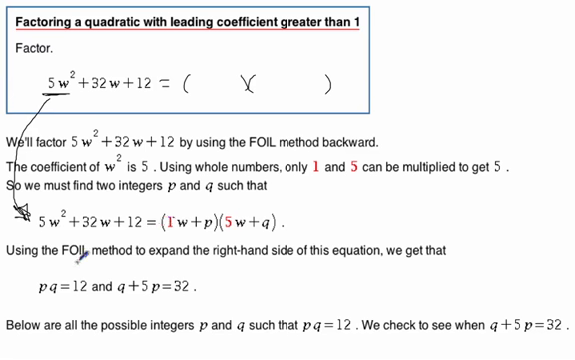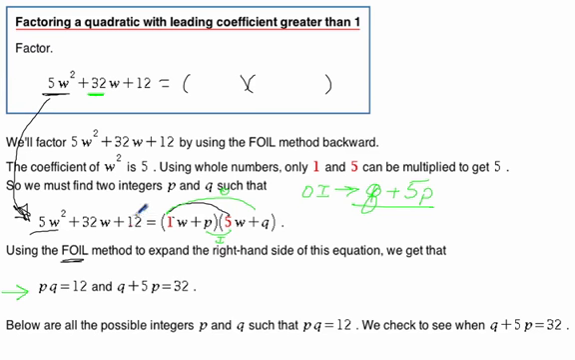So remember, we want to double check with the FOIL method. Our first is going to give that 5w squared. Then what we really need to pay attention to is our outer and our inner. The outer and the inner always combine because they're always going to be like terms. And in this case, what that gives us is q plus 5p times w. So that q plus 5p has to make up that 32. That's where this comes from.